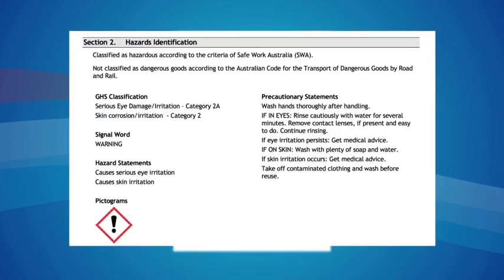Section 2 summarises the hazards of the chemical and contains a full list of precautionary statements that may not all appear on the label, as mentioned earlier. If you're dealing with a hazardous chemical, always make sure you check this section carefully before handling.